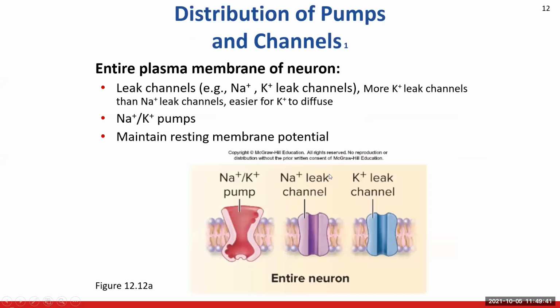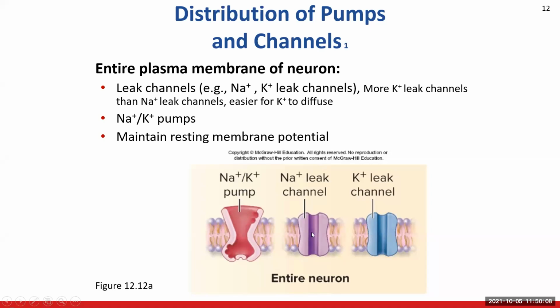All right, so we talked about the pumps, we've talked about the channels. Let's talk about where we find them in our neuron. So first off, the entire plasma membrane of the neuron, that's basically everywhere. This is where you're going to find our sodium potassium ion pumps. These are the guys that are moving things against their concentration gradient.